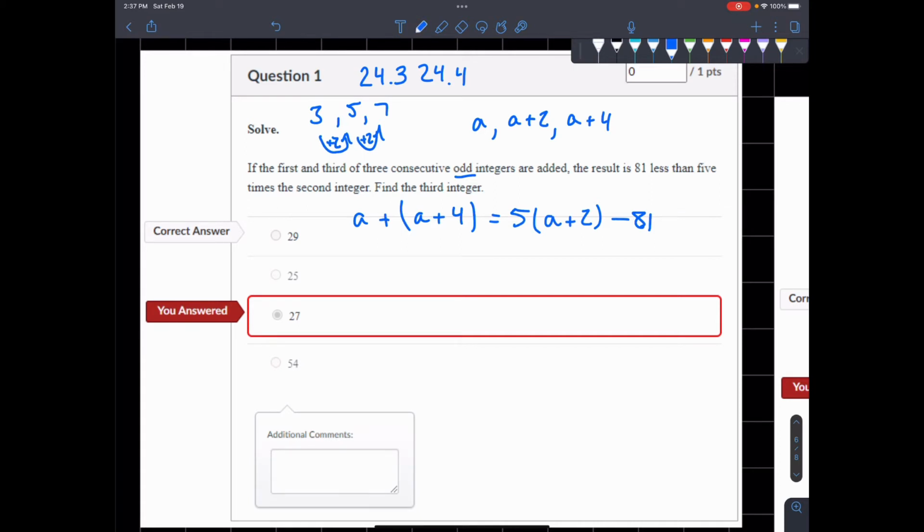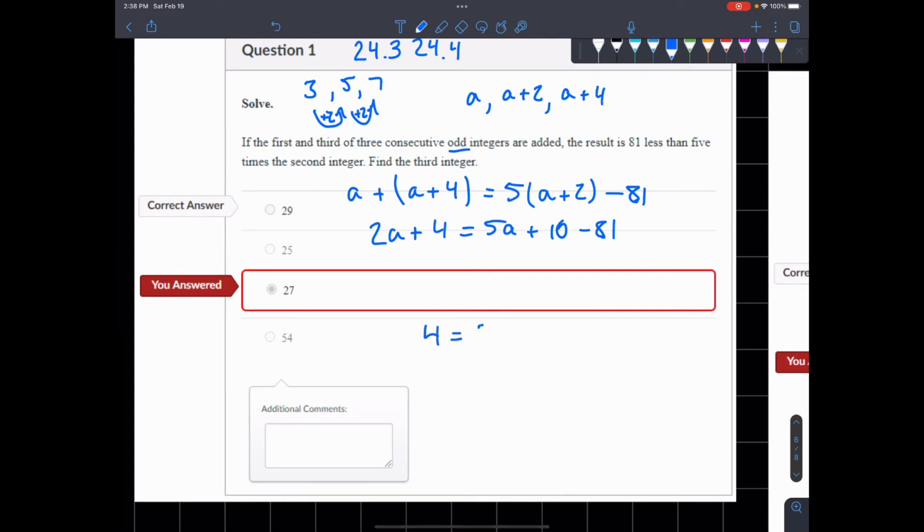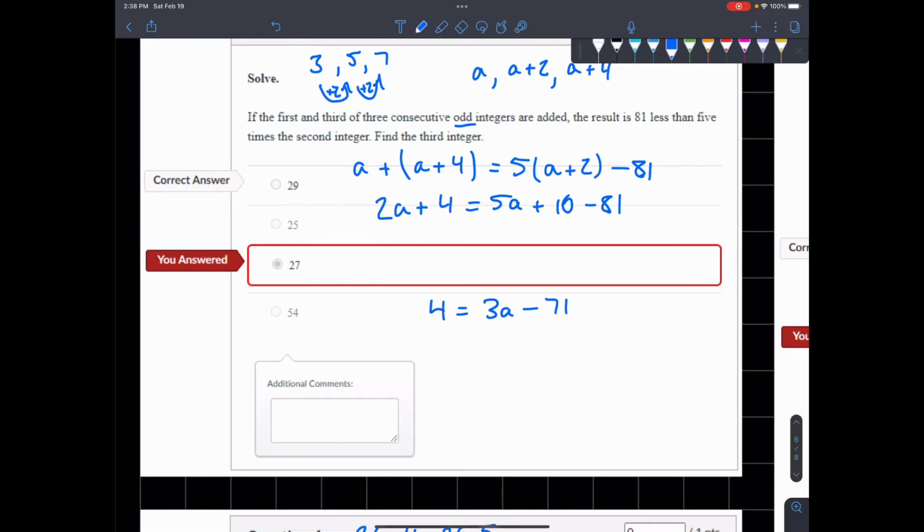Anyways, now this is just simple plug and chug. We got to solve for a. So a plus a plus 4 is 2a plus 4. And then bring the 5 into the brackets there: 5a plus 10 minus 81. We can minus 2a from both sides, so that's 3a. And then we can simplify these two. That's going to be negative 71. Let's add 71 to both sides. So that is going to be 3a is equal to 75. Perfect. And then we solve for a, and we're going to get 25.